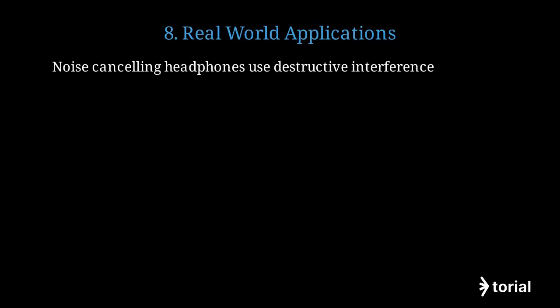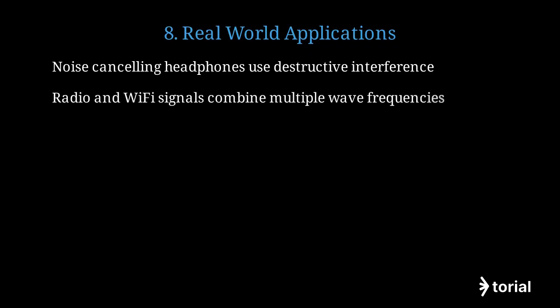Superposition in waves is everywhere in our daily lives. Noise-canceling headphones work by detecting outside sounds and producing waves that are exactly out of phase to cancel the noise through destructive interference. Radio and Wi-Fi use superposition to send multiple signals simultaneously by combining different frequency waves that can be separated later.